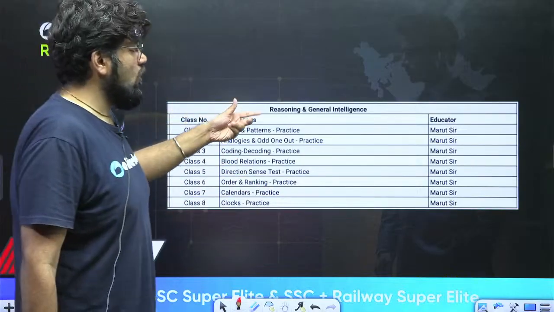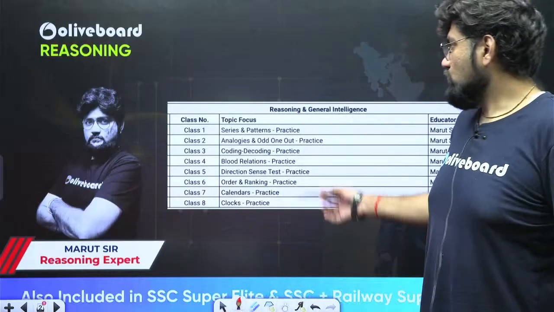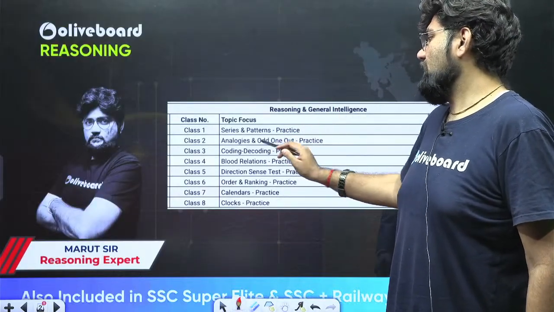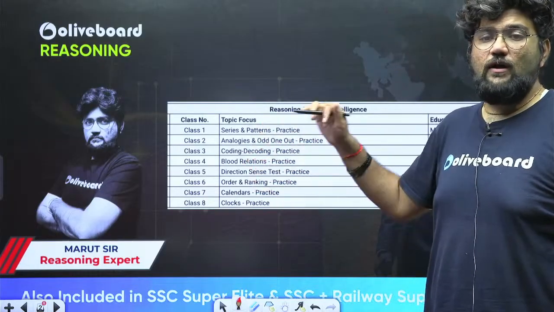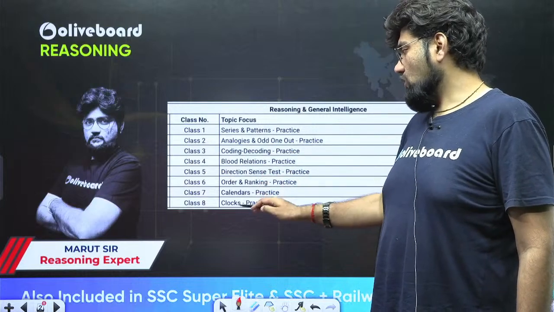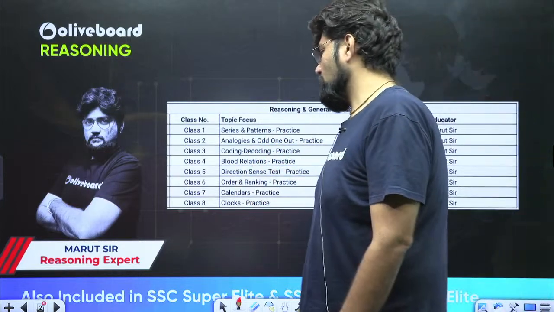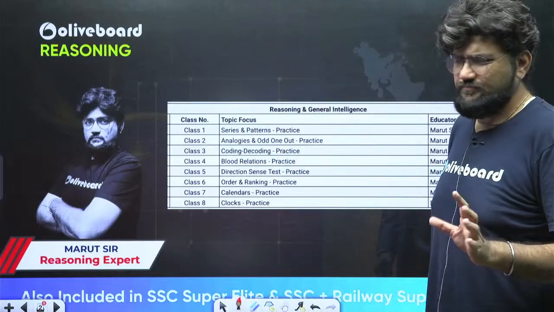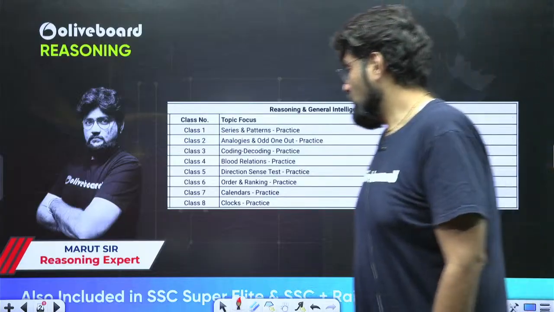So we'll be focusing on topics which have a lot of frequency: series and patterns, analogies, odd one out, coding-decoding, blood relations, direction sense test, order ranking. Order ranking somehow is very popular. I've seen 2 to 3 questions in the same set. Calendars, clocks. They have not been asked recently, but still, we'll go through all these topics and cover almost all the aspects of logical reasoning which are involved. We'll see if some practice sessions can also be added. So we'll do that.